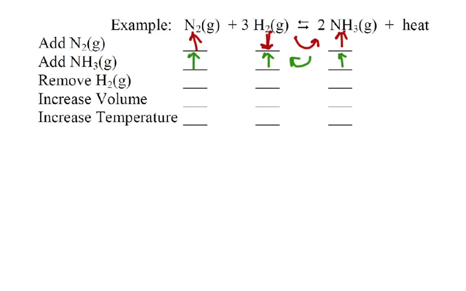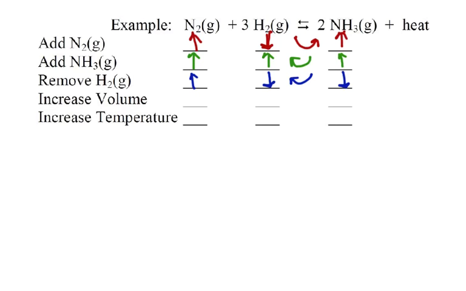Let's try another one. Remove some H2. My stress is that there's not enough H2. So I'm going to shift to the left, and that'll kind of remake some of my H2. Second step, I'm going to remove H2, so I'm taking that down. And now the other two arrows follow my shift arrow, and the scoopy arrow says this guy goes down, and the front side of it goes up. So I end up with up, down, down.